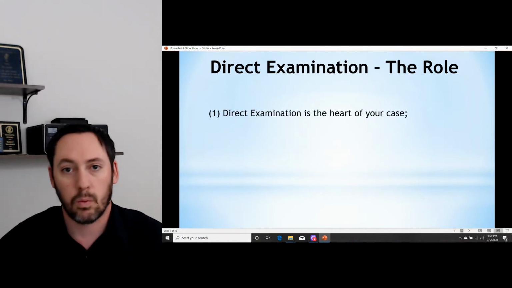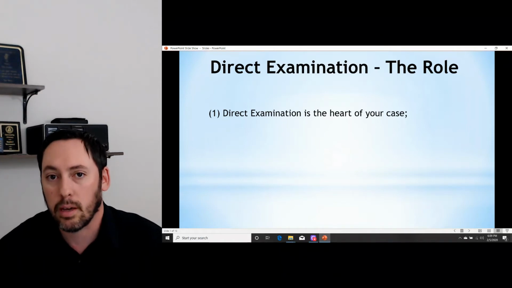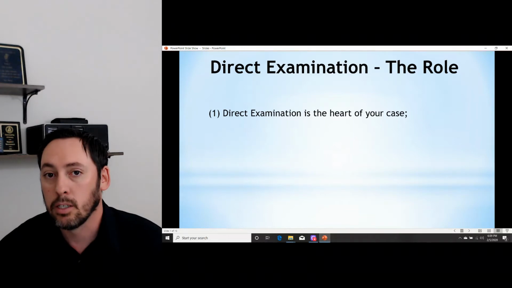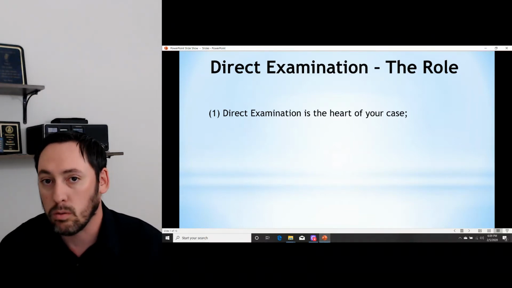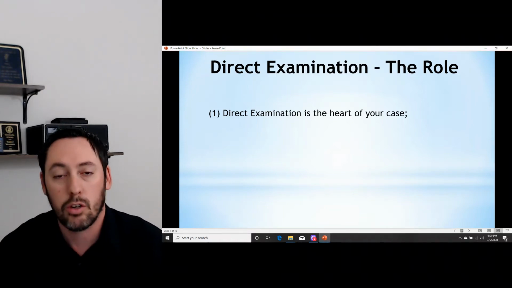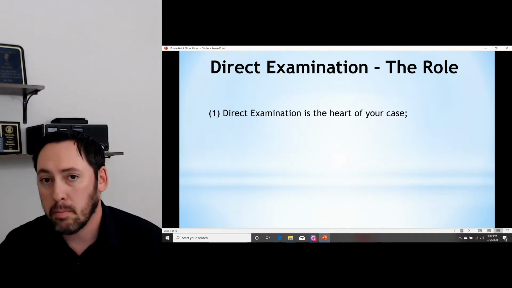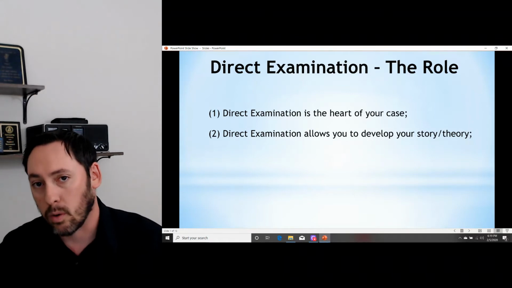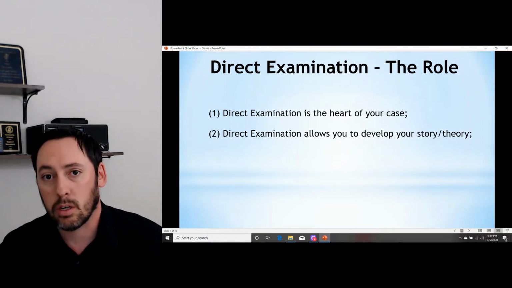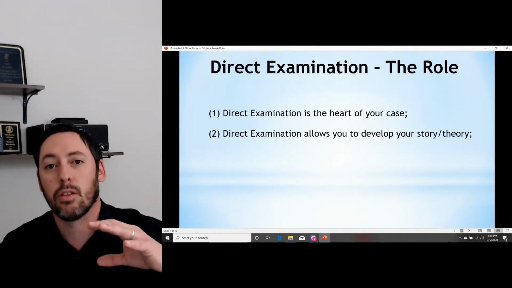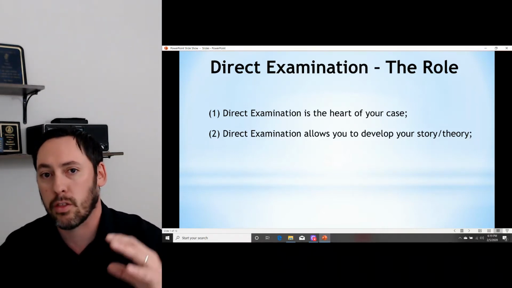First and foremost, direct examination is the heart of your case. As the prosecutor, you get one shot and one shot only to establish your evidence. If you don't elicit the evidence and you don't meet each and every element beyond a reasonable doubt, then you don't survive directed verdict. But anybody can get up there and have your witnesses testify to the elements of your case. The true art of direct examination as a prosecutor is your ability, through your witnesses in direct examination, to tell the story of the case, to tell your theory to the jury.